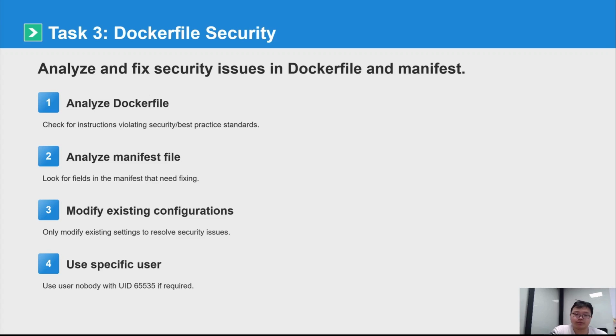One thing to pay attention to here is, let's look at the last point. What we need to note here is that if we need to use a non-privileged user to execute any project, we have to use the nobody user, whose user ID is 65535. Yes, you need to use this user, so please pay attention to that. This is the main point of our third question. And also, you cannot add or delete any configurations. You can only make modifications based on the existing content.